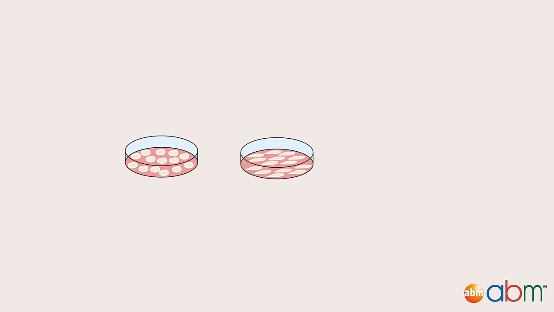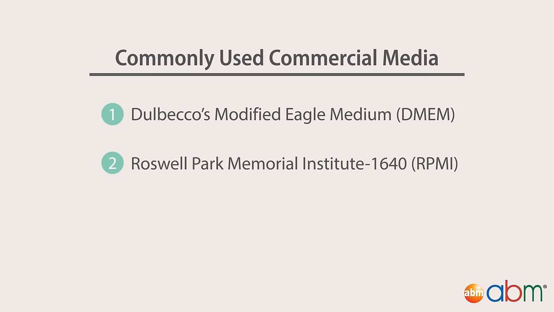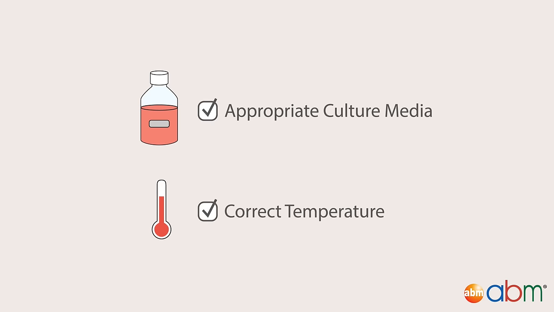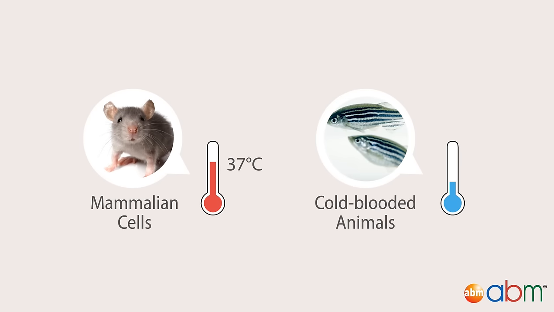Different cell lines generally require different types of media, and the most commonly used commercial media today are Dulbecco's Modified Eagle Medium, or DMEM, Roswell Park Memorial Institute 1640, or RPMI, and Ham's F12 Nutrient Mixture, or F12. Apart from using the appropriate media for growth, the cells are also maintained in the correct temperature. For example, most mammalian cells are incubated at 37 degrees Celsius for optimal growth, while cells derived from cold-blooded animals should be kept at lower temperatures.